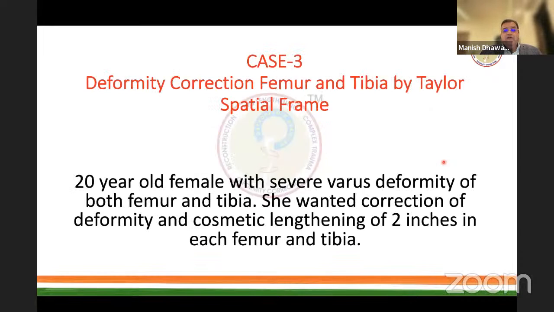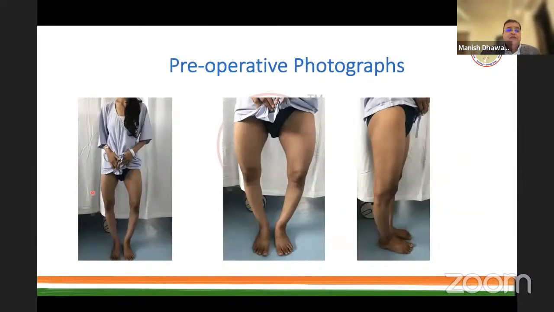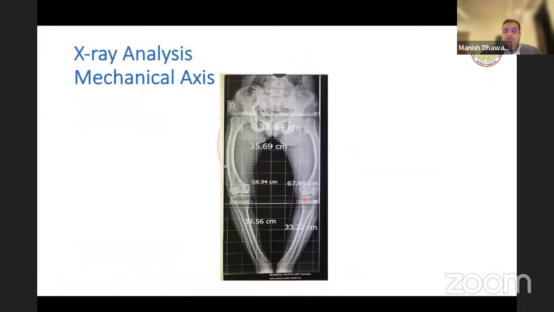This is a 20-year-old female with severe varus deformity of both femur and tibia. She wanted correction of her deformity and cosmetic lengthening of 2 inches in femur and tibia. Basically it is a C type of deformity. You can see the very bad deformity, and she's short statured also. First we did our calculation. We drew our mechanical axis, and you can see a medial mechanical axis deviation.